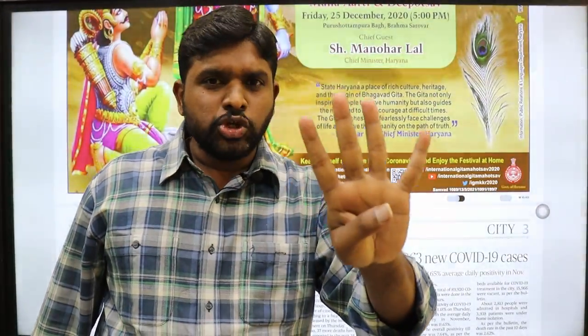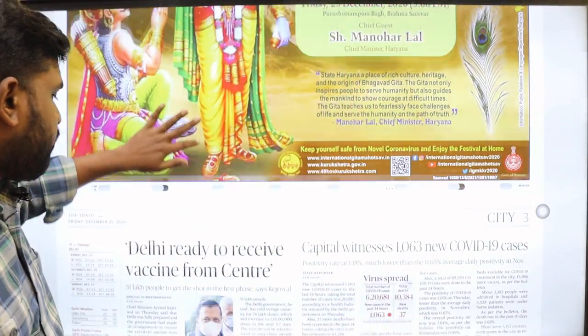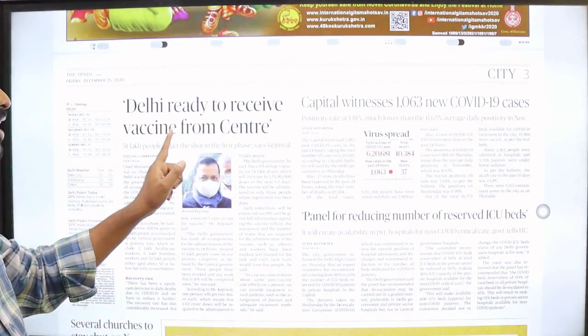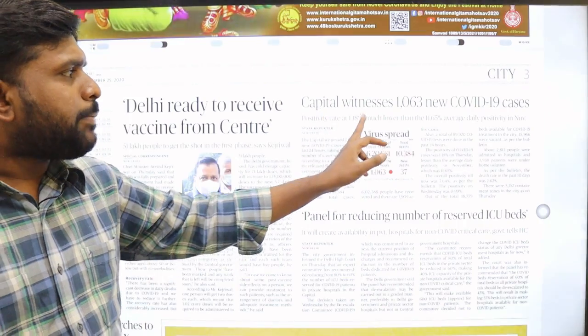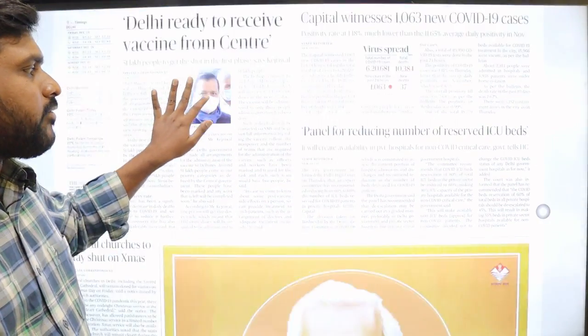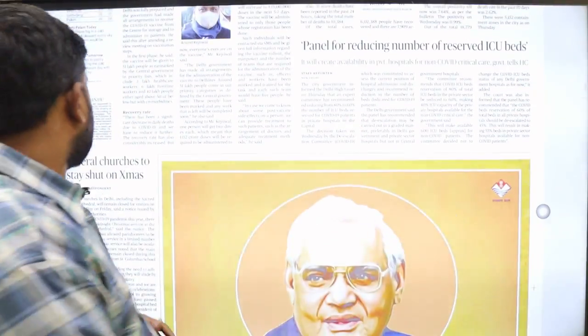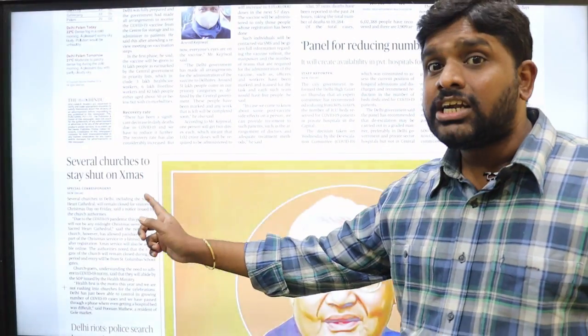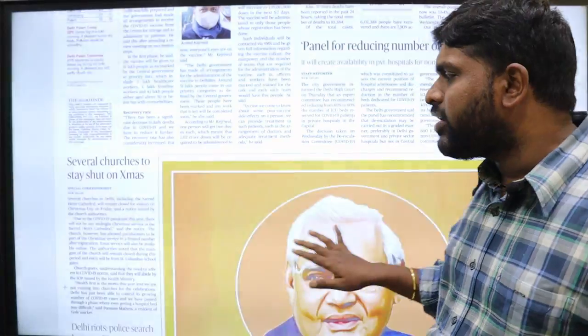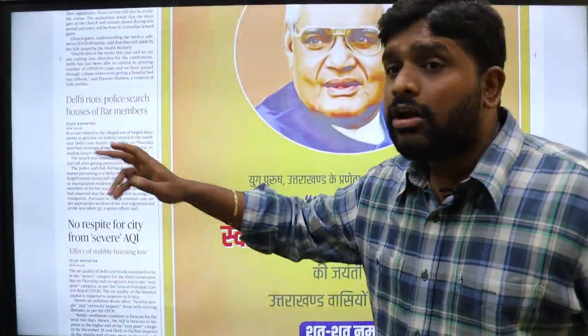Overall, how many news items in the newspaper up to now? 4 items. The 5th: Delhi ready to receive vaccine from center. Not required. Capital witnesses new COVID cases. Not at all required. Panel for reducing number of reserved ICU beds. Not required. Several churches to stay shut on Christmas. You know why? Because of COVID-19. Not required. Delhi riots. Not required.